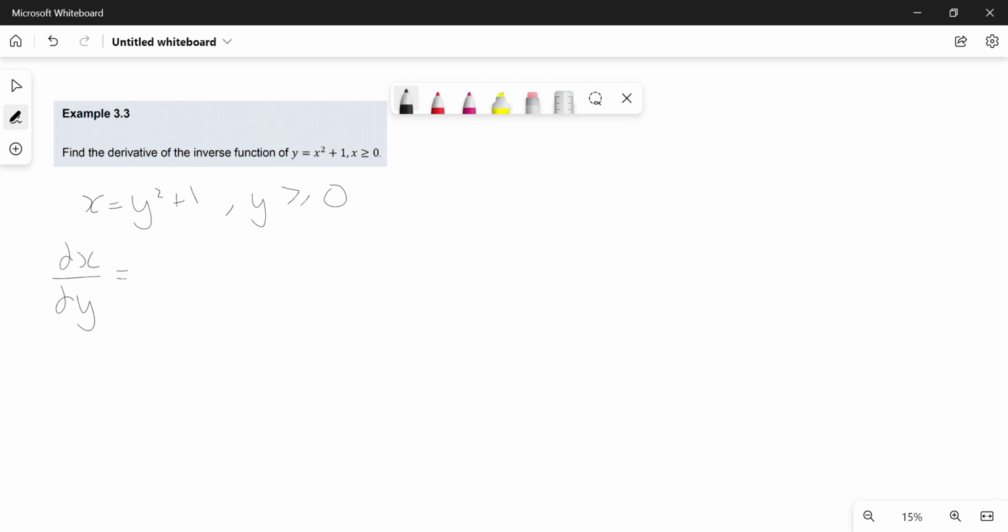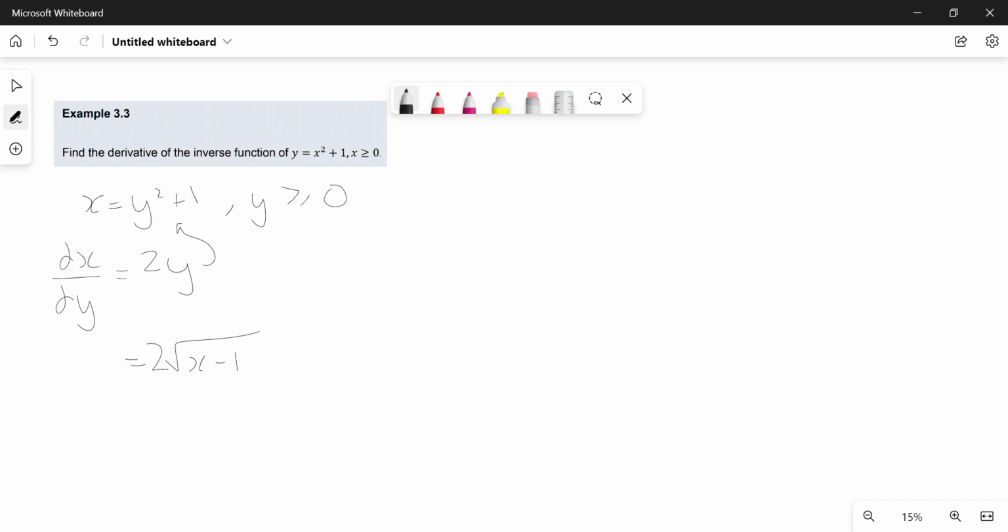So dx/dy we know is 2y. Put it in terms of x, we want it in terms of x. So that's where you kind of have to have a look. I don't know why I put the arrow there, but make y the subject. You can see it would be the square root of x minus 1. Square root of x minus 1 for y. Whoops, don't forget your 2. Alright, just making y the subject.